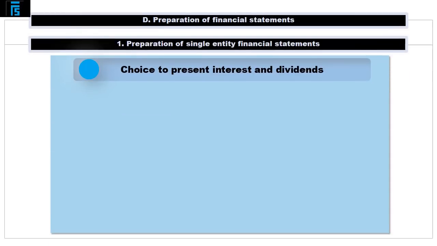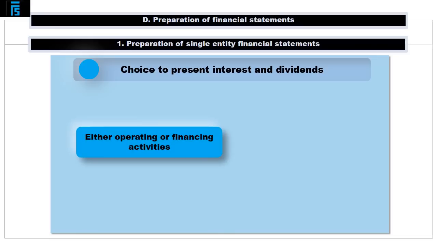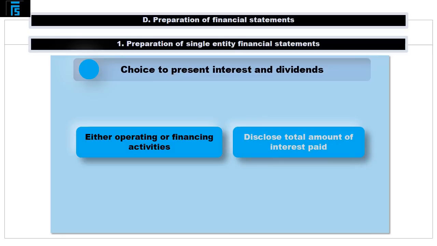As we noted in the previous module, IAS 7 allows preparers of financial statements a choice with regard to which segment of the statement of cash flows to use to present interest and dividend payments. These may be classified under either operating or financing activities. The standard also requires the total amount of interest paid during a reporting period to be disclosed in the statement of cash flows, irrespective of whether it has been expensed to profit or loss or capitalized as part of the carrying amount of an asset in accordance with IAS 23 Borrowing Costs.